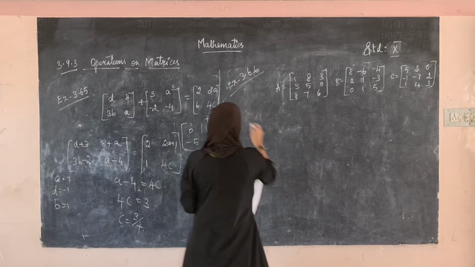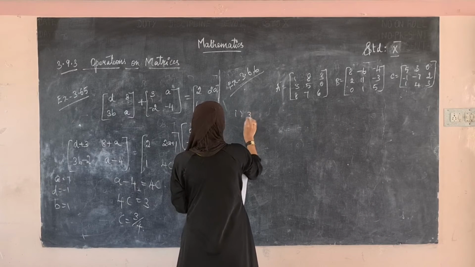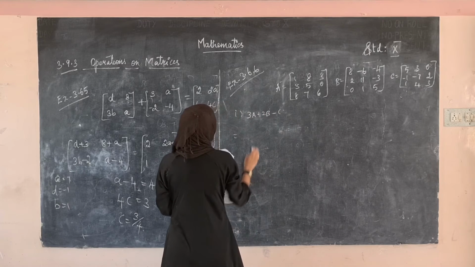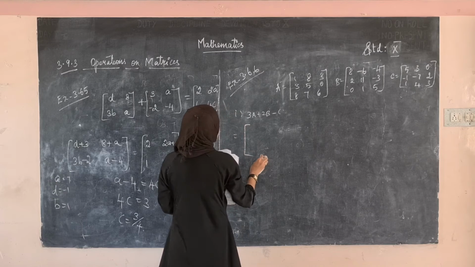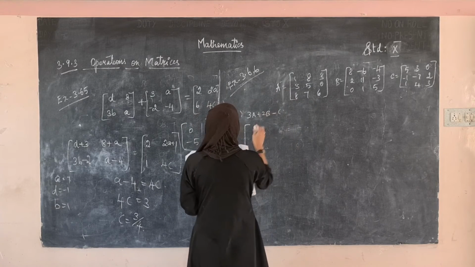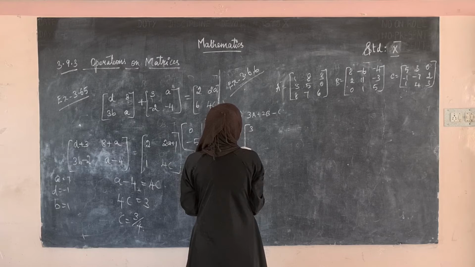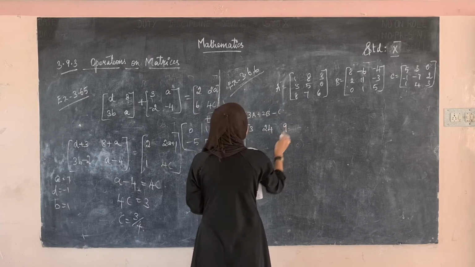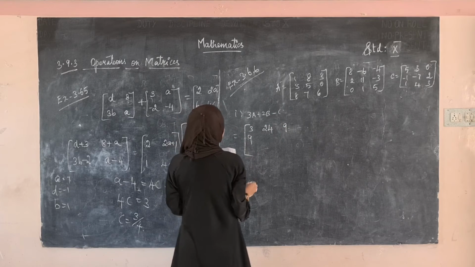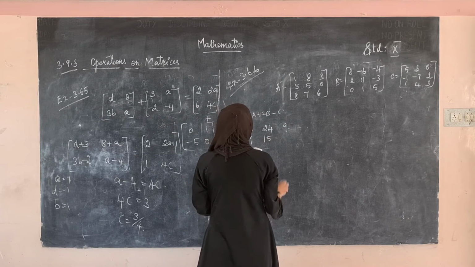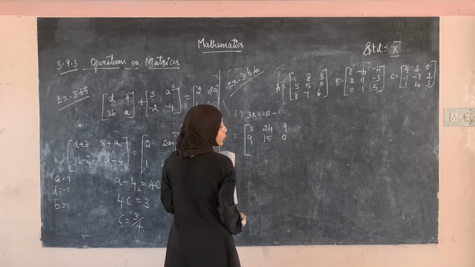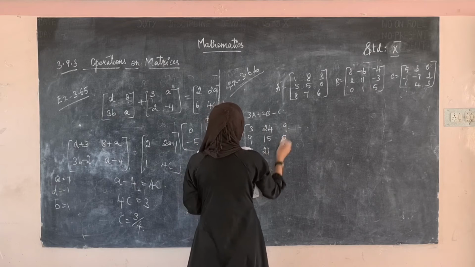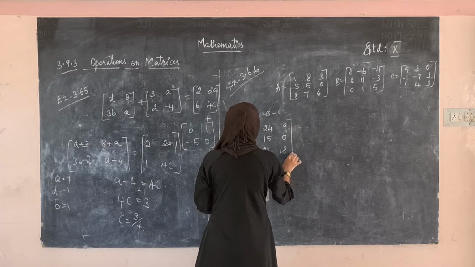Okay. The first subdivision is we have to find 3A plus 2B minus C. First, 3 into A. Shall we multiply 3 with all the elements? 3 into 1 is 3. 8 into 3 is 24. 3 into 3 is 9. 3 into 3 is 9. 5 into 3 is 15. 0 into 3 is 0. 8 into 3 is 24. 7 into 3 is 21. 6 into 3 is 18.